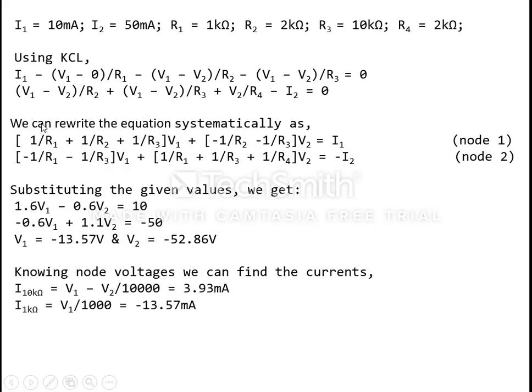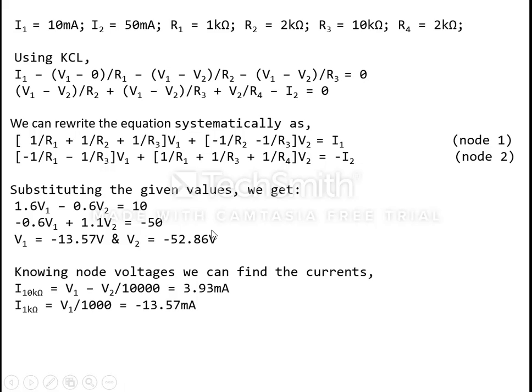After getting these two equations, when you substitute these values, you get the corresponding equations as 1.6 V1 minus 0.6 V2 is equal to 10, and minus 0.6 V1 plus 1.1 V2 is equal to minus 50. Solving these two equations, you get V1 is equal to minus 13.57 volt and V2 is equal to minus 52.86.